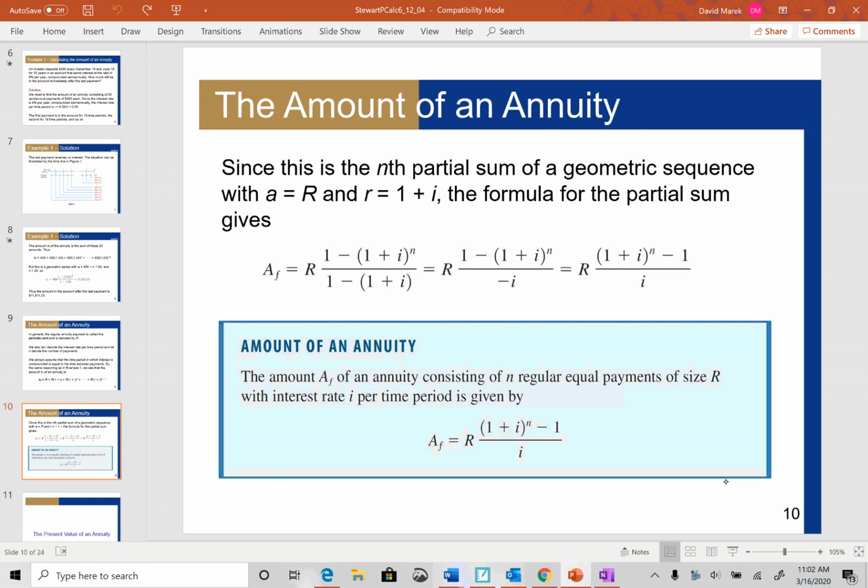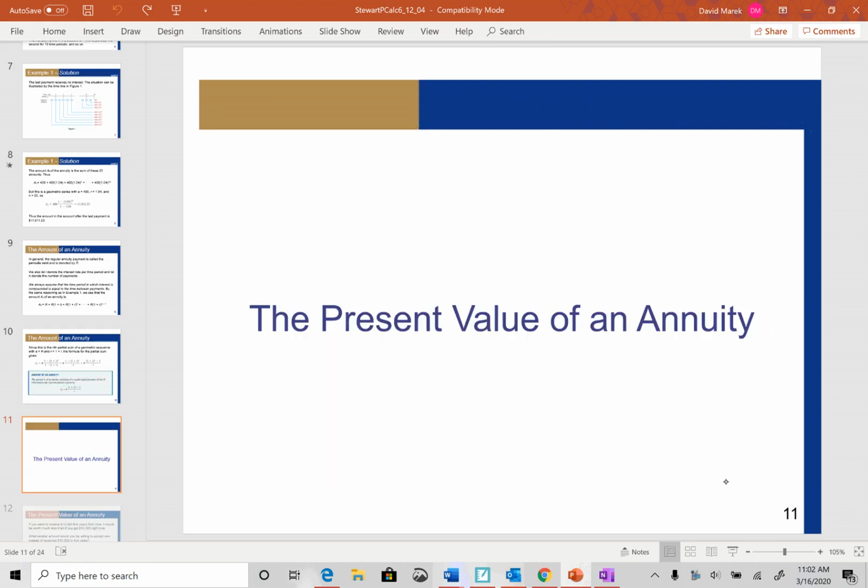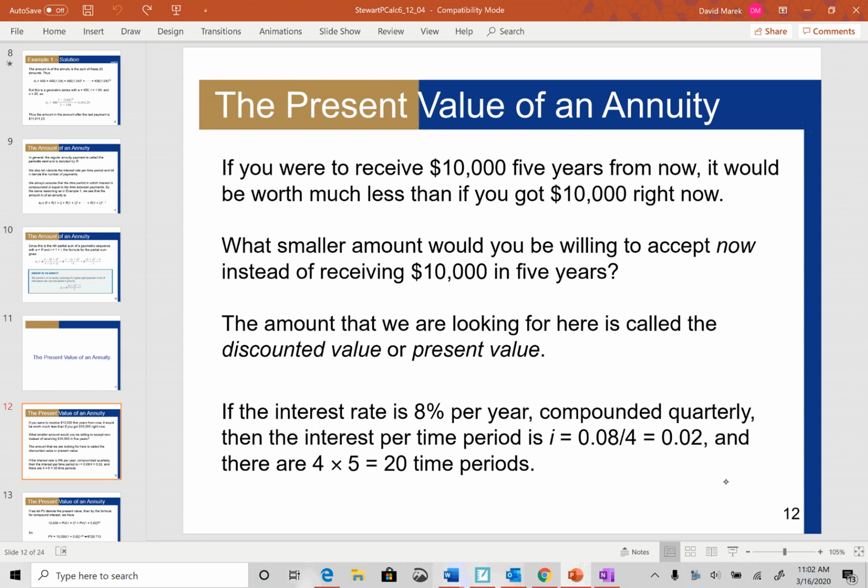So yes, in this section, there are several formulas you need to know. If you were to receive $10,000 5 years from now, it'd be worth much less than if you got $10,000 right now. Okay? So reverse that. What smaller amount would you be willing to accept right now instead of waiting the 5 years to get to the full $10,000? So we're looking for what's called present value, or the discounted value.